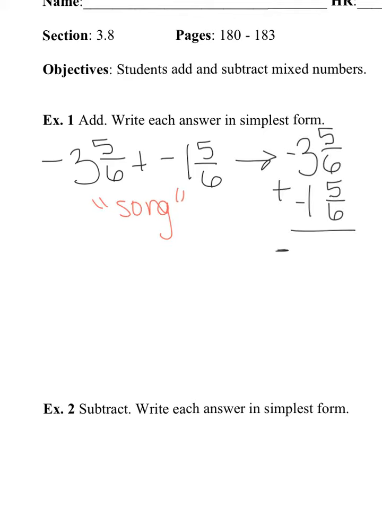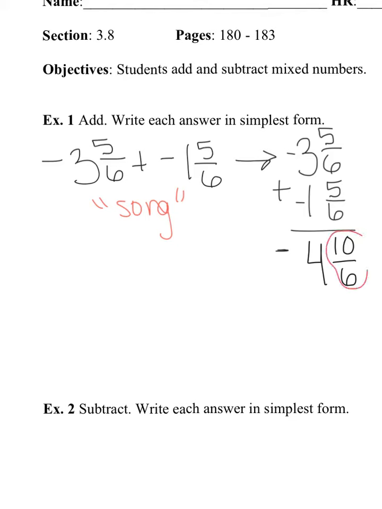All right, now once we've taken care of the sign, I need to focus on adding the fraction portion of my mixed number. And remember, when we're adding fractions, we have to have common denominators, which we are super lucky we already have. That means I'm going to go ahead and add my numerators. 5 plus 5 is 10. Keep my denominator of 6. 3 plus 1 is 4. That gives me -4 and 10/6.